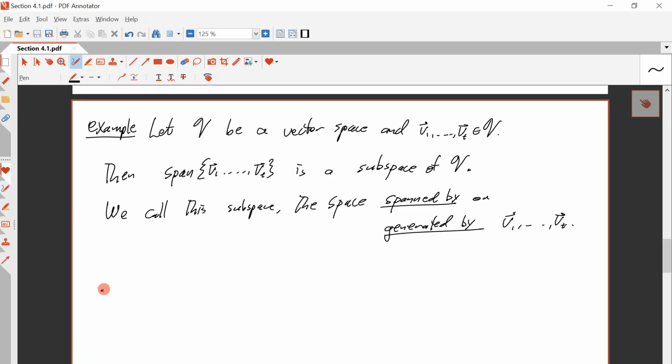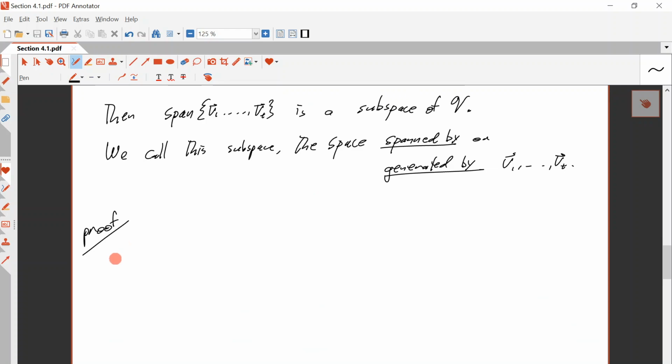Okay, so let's actually prove that. We just have to show three things. Every pair of vectors in the span, when you add them, stays in the span. The 0 is in the span. And when you multiply a scalar times something in the span, it's in the span. So take two vectors in the span.